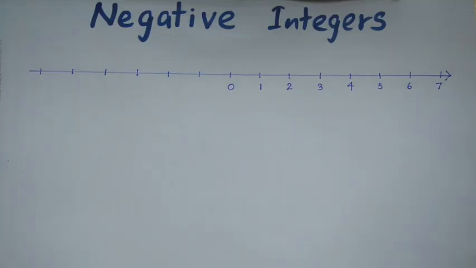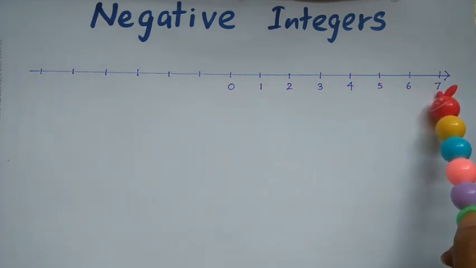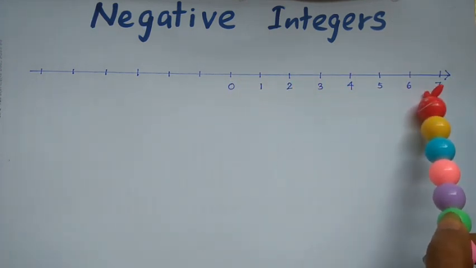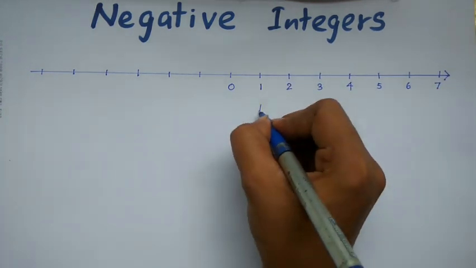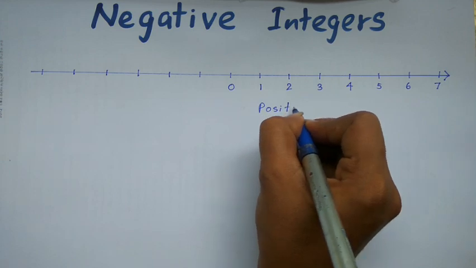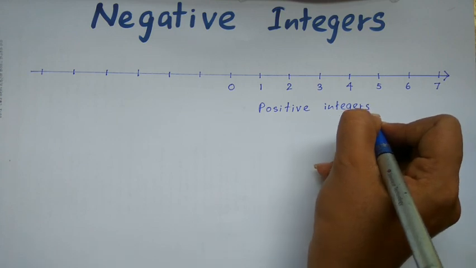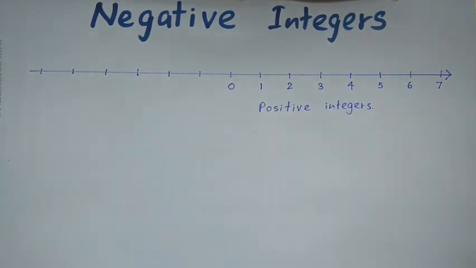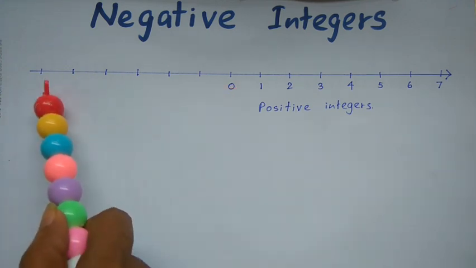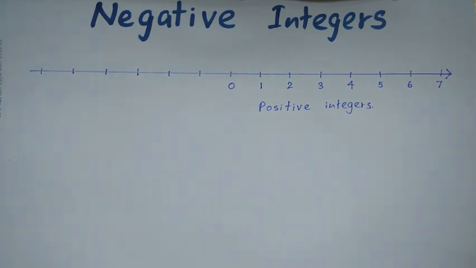Now let's see what negative integers are. Previously we talked about numbers greater than 0. All those numbers greater than 0 are called positive integers. We know about positive integers. Zero, and there are numbers less than 0. All the numbers less than 0 are called negative integers.